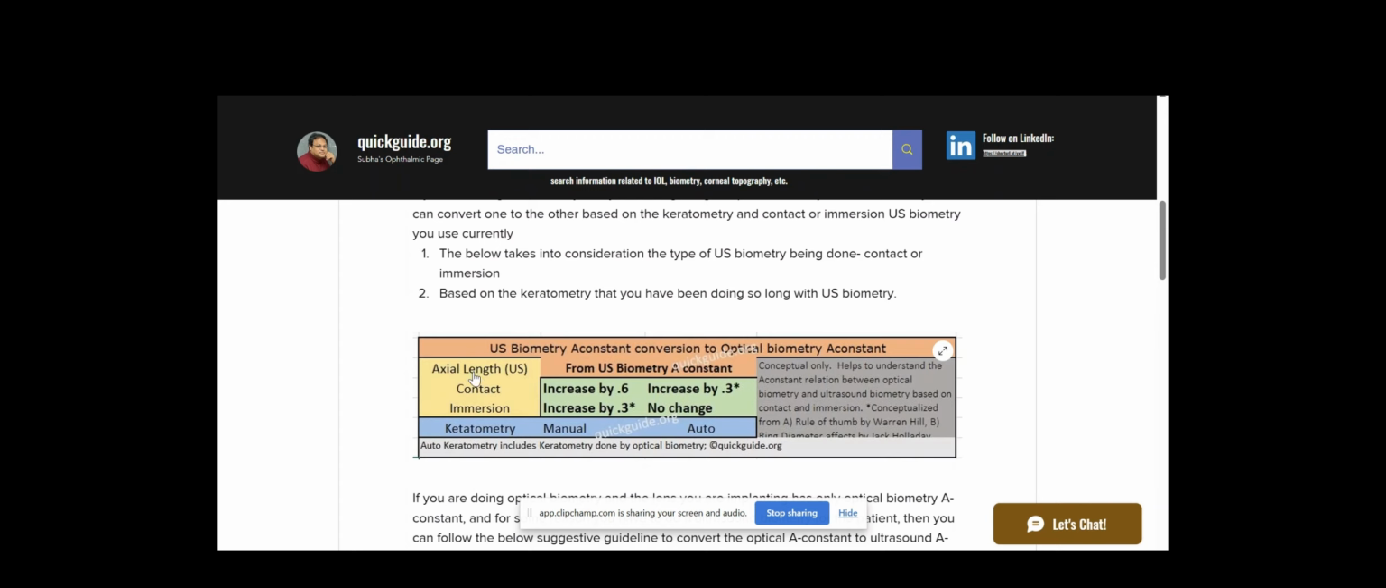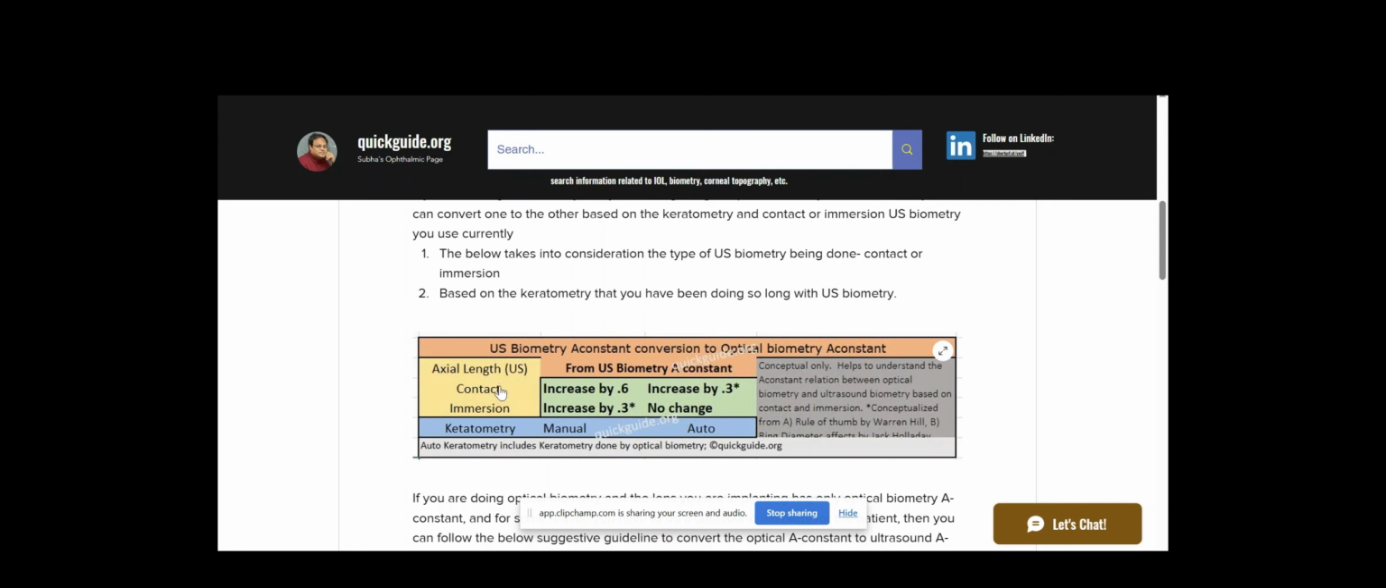And you could have done your axial length with the ultrasound biometry through contact or through immersion. And you could have done your keratometry also through manual or through auto. Now, there's a difference between manual and autokeratometry because manual keratometry measures around 3 millimeters of the cornea, while the autokeratometry measures a smaller zone around 2.5 millimeters, depending upon the make of the manufacturer of the autokeratometer. So, based on this, how would you adjust the A constant?